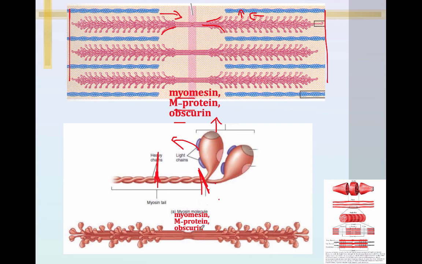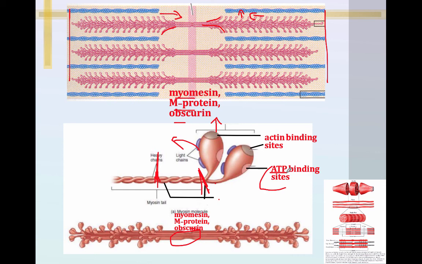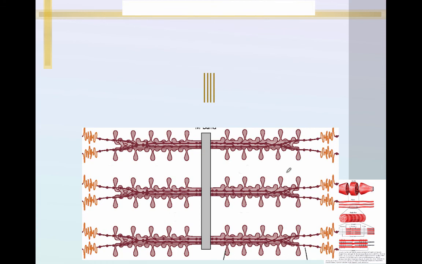Again, what we have here in the middle is the M band, made up of a variety of proteins: myomesin, M protein, obscurin, perhaps even some others that we'll learn about a little bit later on. Again, just to reiterate, we have the actin binding sites and the ATP binding sites on the heads of the myosin molecules. And again, I'm going to reiterate that the ATP essentially is hydrolyzed to ADP and phosphate as soon as it binds to the myosin. Okay, and then we have the two hinges that are very important in the function of the muscle.